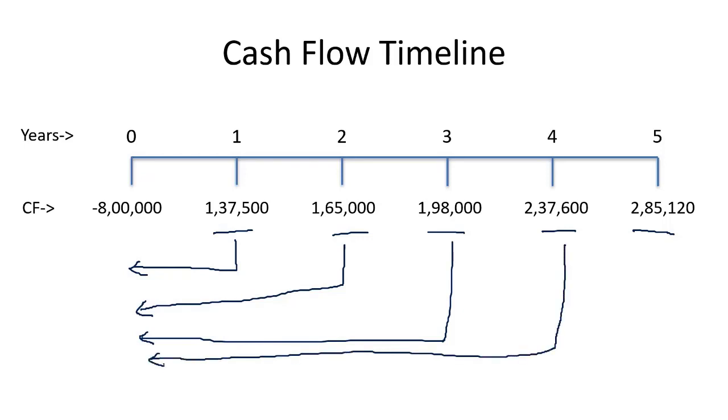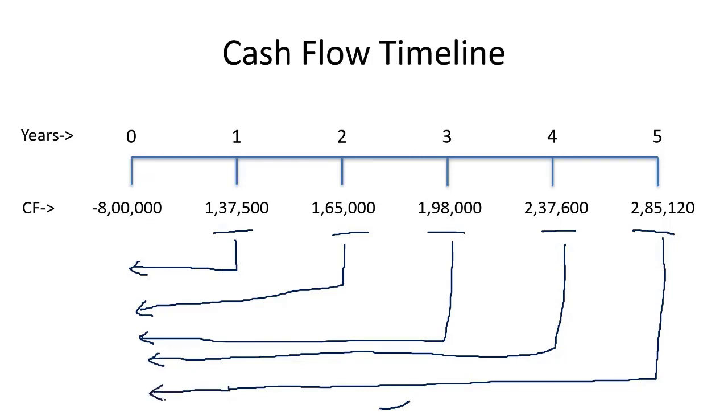And similarly for the 5th year also, we need to understand what is the value of this 5th year in today's terms, so that the 8 lakh rupee becomes comparable to all other costs for CF1, CF2, CF3, CF4, CF5. So let's see it in terms of the formula here.